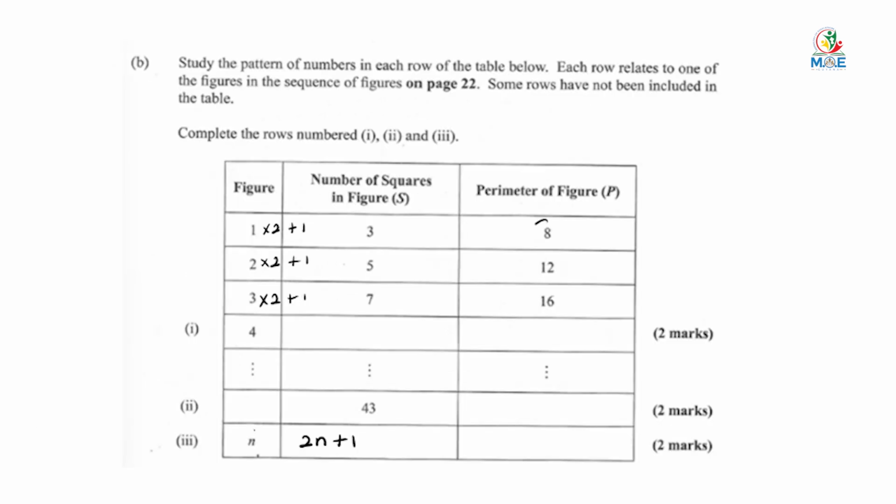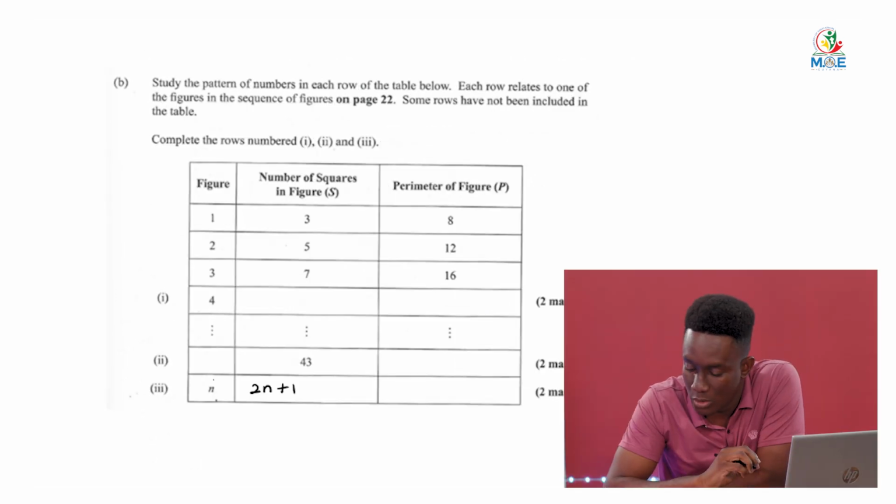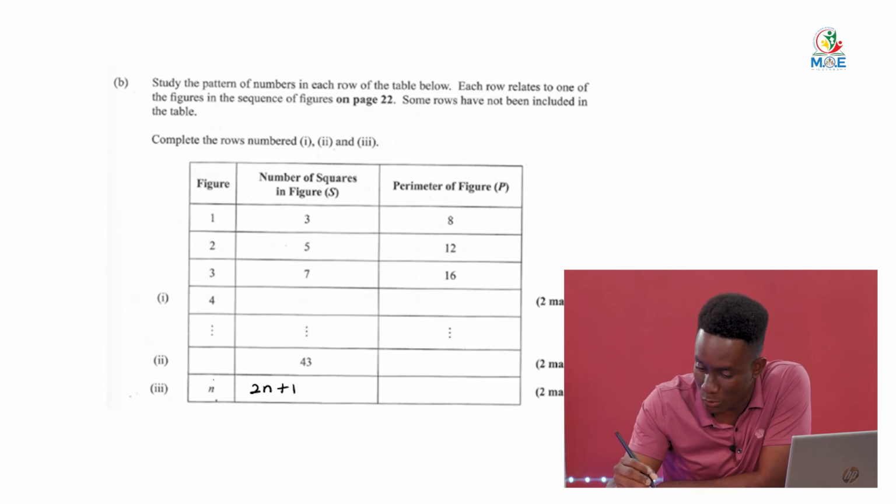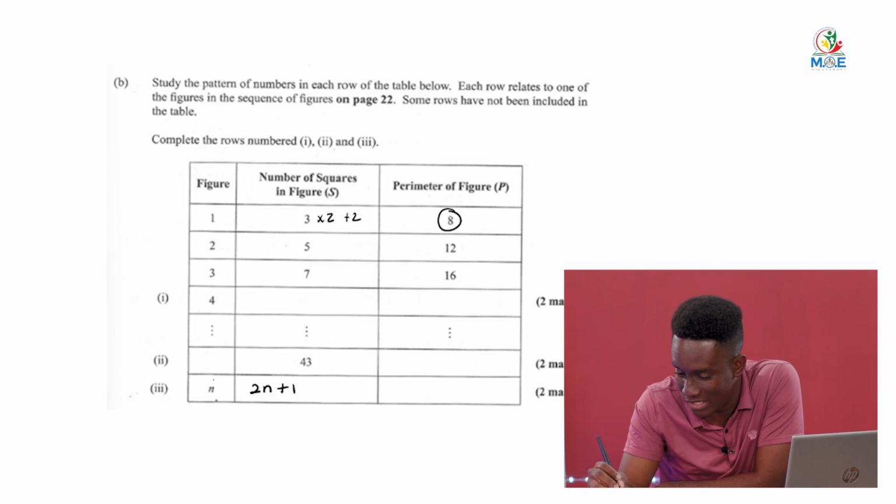And let's try to figure out how we got here now. So we see we have 8, 12, and 16. So we see we are increasing by 4. So let's see how we can move from here to here, or from here to here. So we have 8. So how can we move from 3 to 8? So let's try 3 times 2 plus 2. Let's see if that will work. So 3 times 2 will give me 6, plus 2 will give me 8.